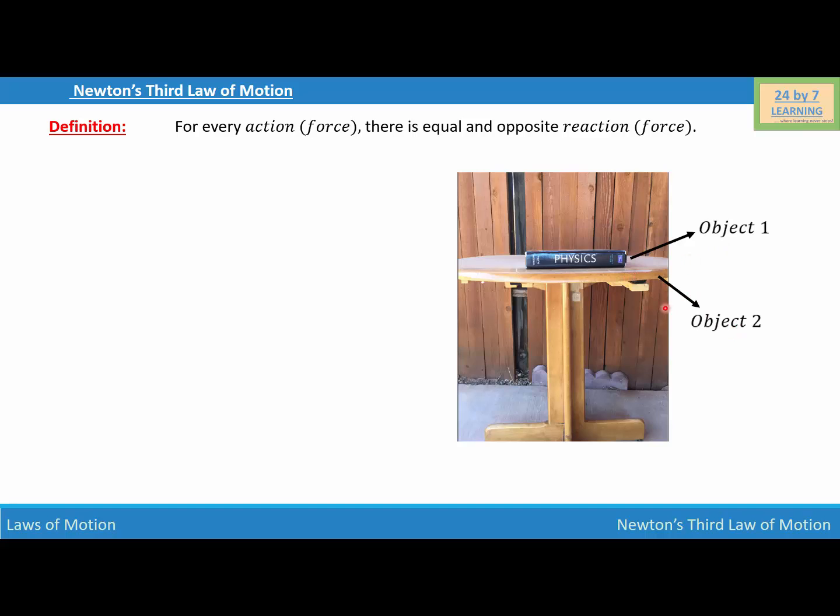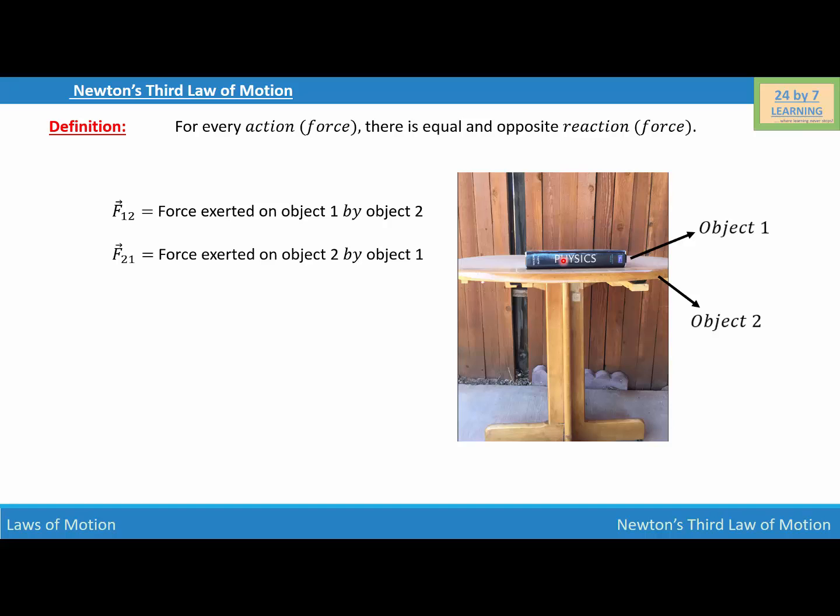So basically, when two bodies are in interaction, there is a force. I'm going to consider that force F12, which is the force exerted on object 1 by object 2. So the force experienced by the book due to the table is F12. In the same way, F21 is equal to the force exerted on object 2 by object 1, or we can say the force experienced by the table due to the book.